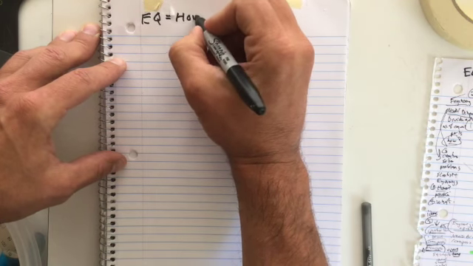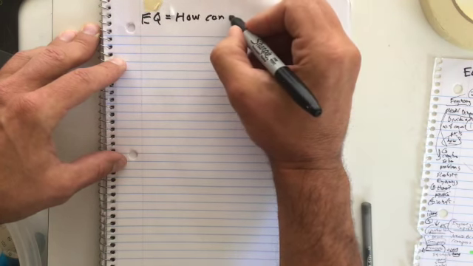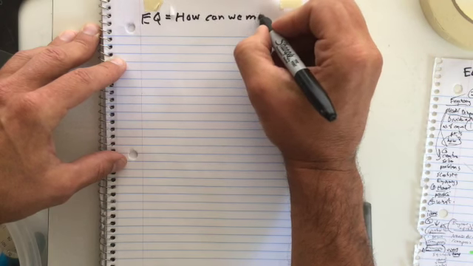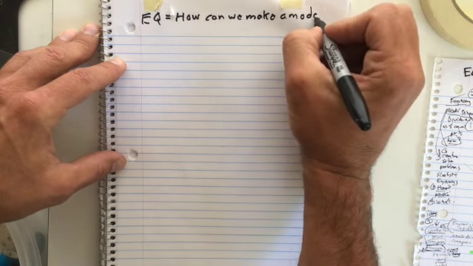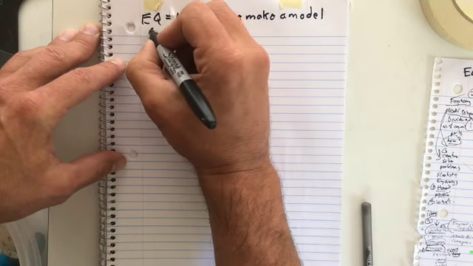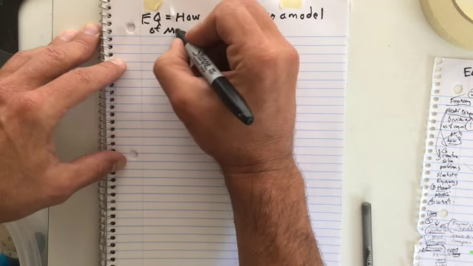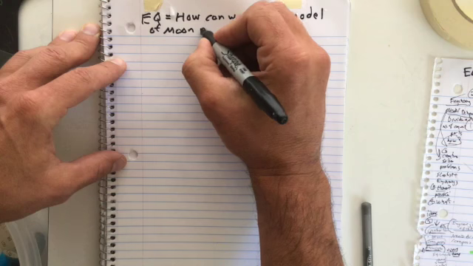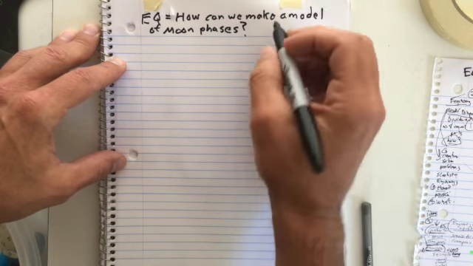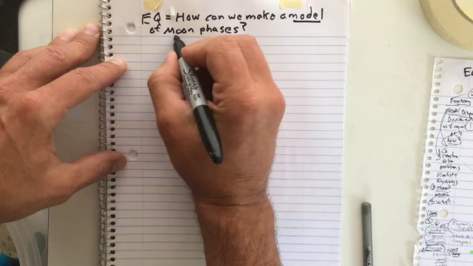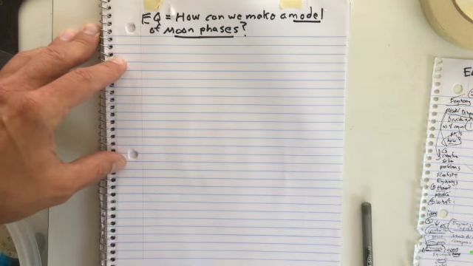Our essential question for today is: how can we make a model of moon phases? How are we going to do that? How do you make a model? And what are moon phases? Well, I think making our model will help us figure it out.